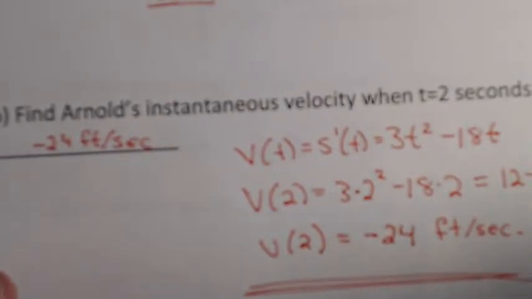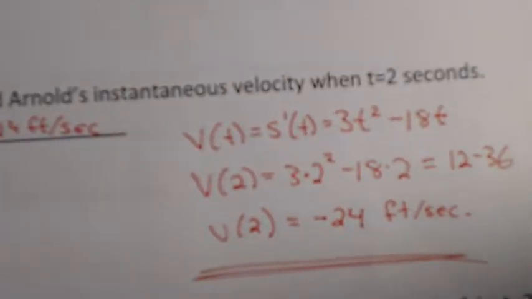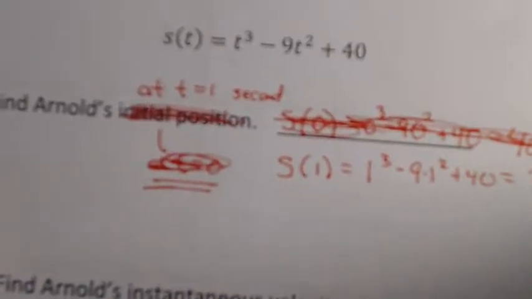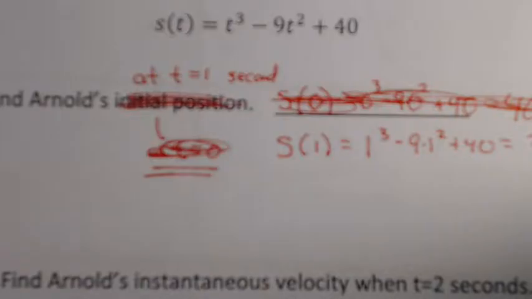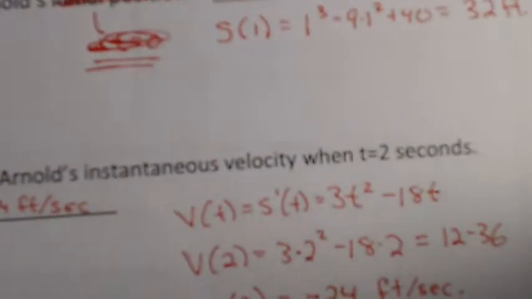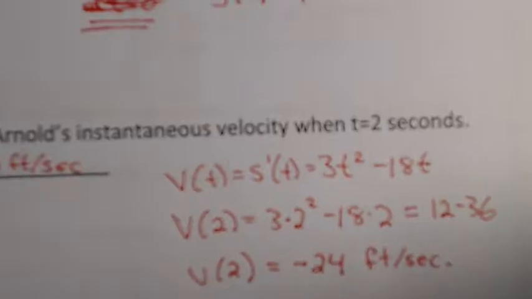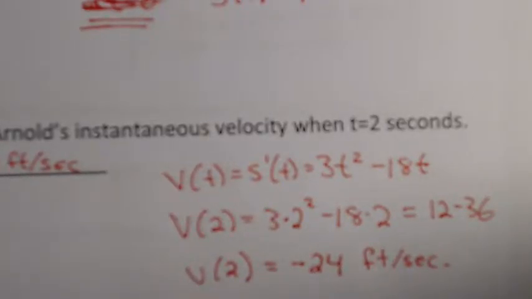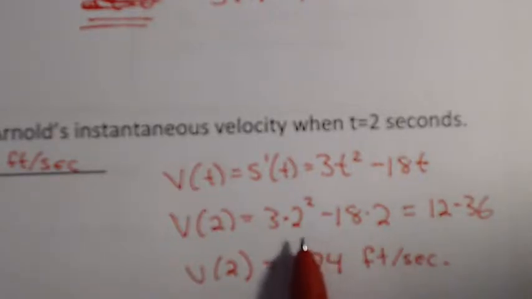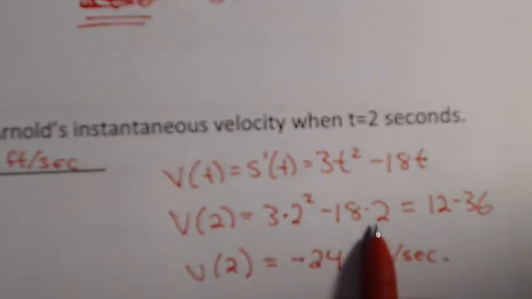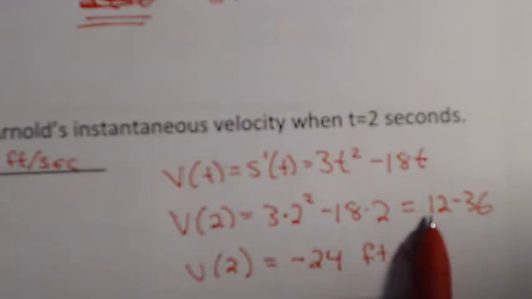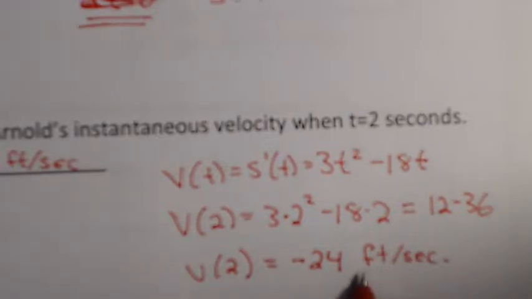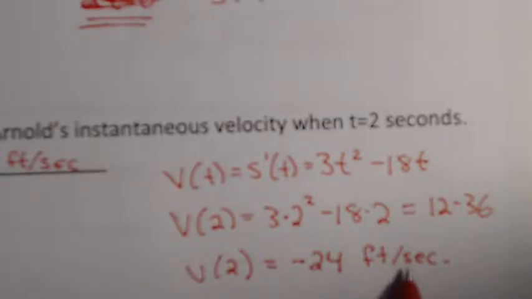Okay, so now velocity is the derivative of position. So v of t is equal to s prime of t. So I'm just taking the derivative of this function we started with. So this is just power rule. It's 3t squared minus 18t. Okay. Now we're going to stick the 2, because it's v of 2 that we want, into our velocity function. This will be 3 times 2 squared minus 18 times 2, which is just 12 minus 36. That's negative 24 feet per second.